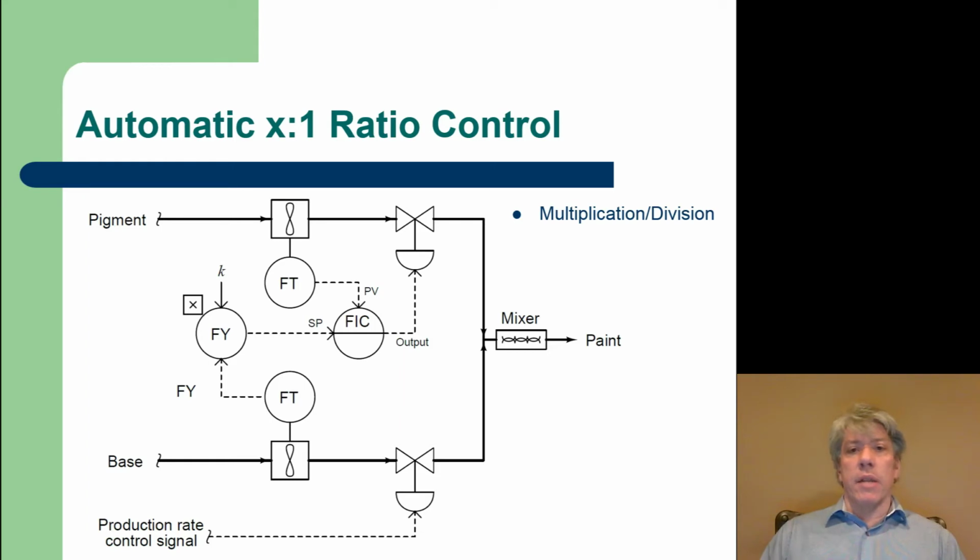And then that would allow the flow indicating controller to control the pigment to some ratio of the base automatically. So this would be a multiplication or division, and it would be proper ratio control, not just a simple 1-to-1 ratio control.